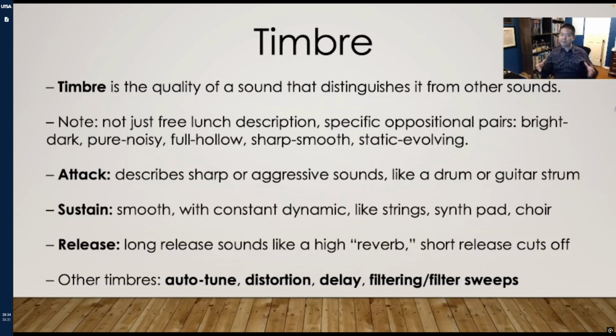So when you use timbre in your analysis, which I expect most of you probably will do, try to maybe pair them and contrast different sounds in the texture, like a sharp drums versus a smooth string section or a smooth vocal, something like that. Speaking of which, some terms we can use to describe timbre include attack, where a high attack describes a sharp or aggressive sound like a drum or a guitar strum. Sustain, where high sustain means a sound that's smoother with a constant dynamic, like strings or a synth pad or a choir. And then release, so a high or a long release sounds like reverb applied to a track.